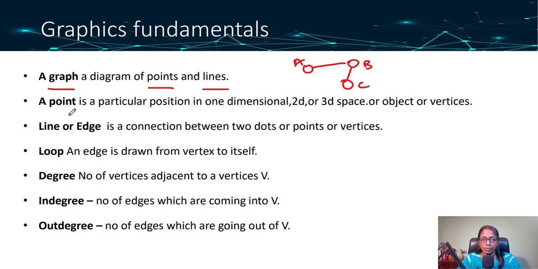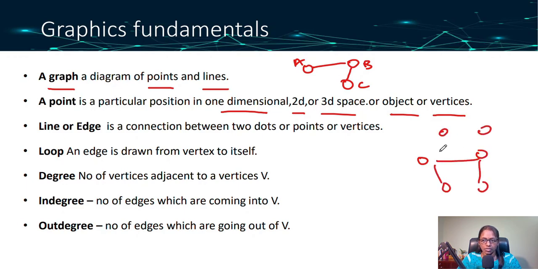The next one is a point. A point is a particular position, either in one-dimensional, two-dimensional or three-dimensional space, or it can also be called an object or vertex. Here the points were called A, B, C. This may be one-dimensional, this may be two-dimensional, or this may look like three-dimensional. This is three-dimensional, with x, y and z axes. So this is 3D space. 2D means only this.